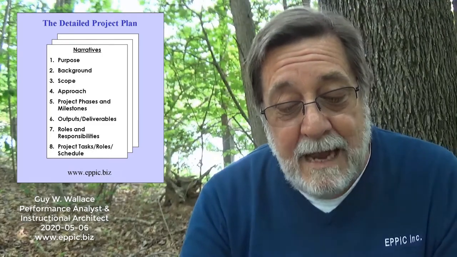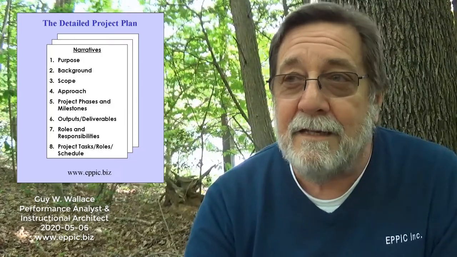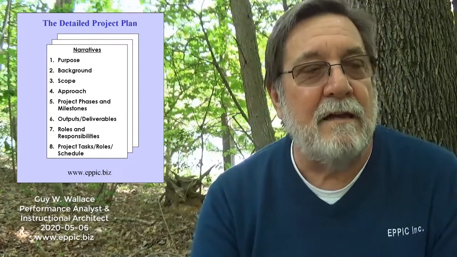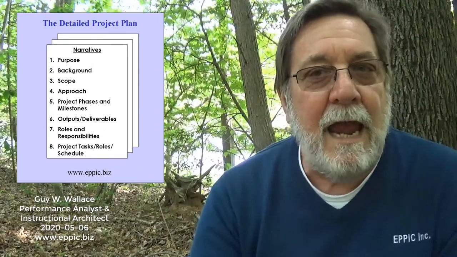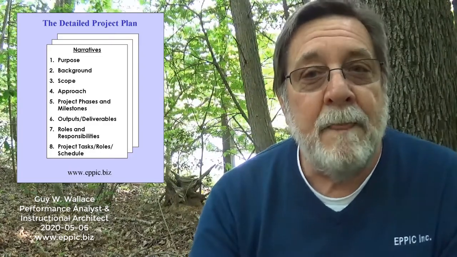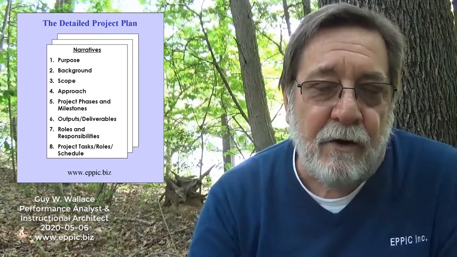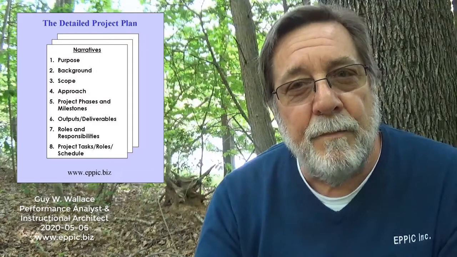The next section after outputs and deliverables is roles and responsibilities. So I articulate the roles as I see them, as I use them, as I configure these projects. I always have a project steering team. It's my client and the other stakeholders, people who have a stake in what we're doing, and who also have the resources that are going to be necessary for us to conduct our project, as well as to implement it afterwards.